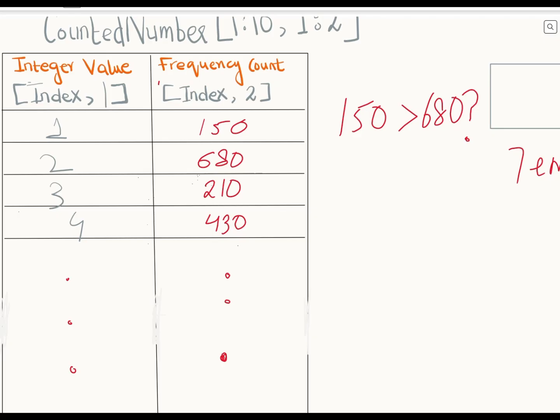Not obviously. So what we are going to do? We are going to swap this. We have to take 150 down there and 680 up there and their corresponding index values as well, the 1 and 2, okay? The random number that was generated. So first, I'm going to take this 150 and store it in my temporary variable and erase this from my array.